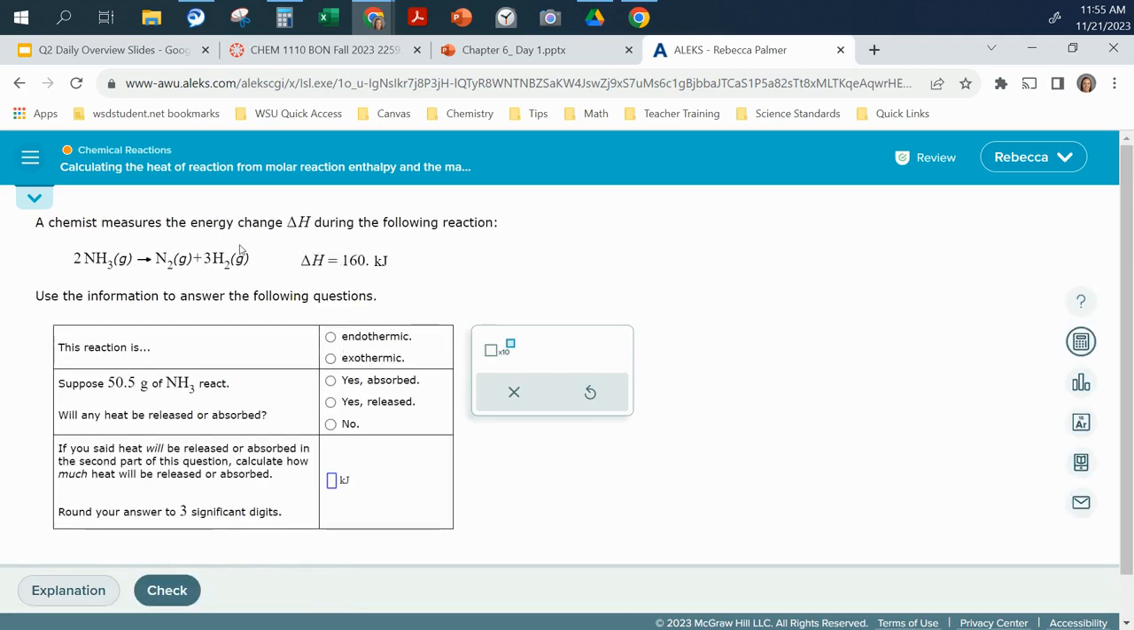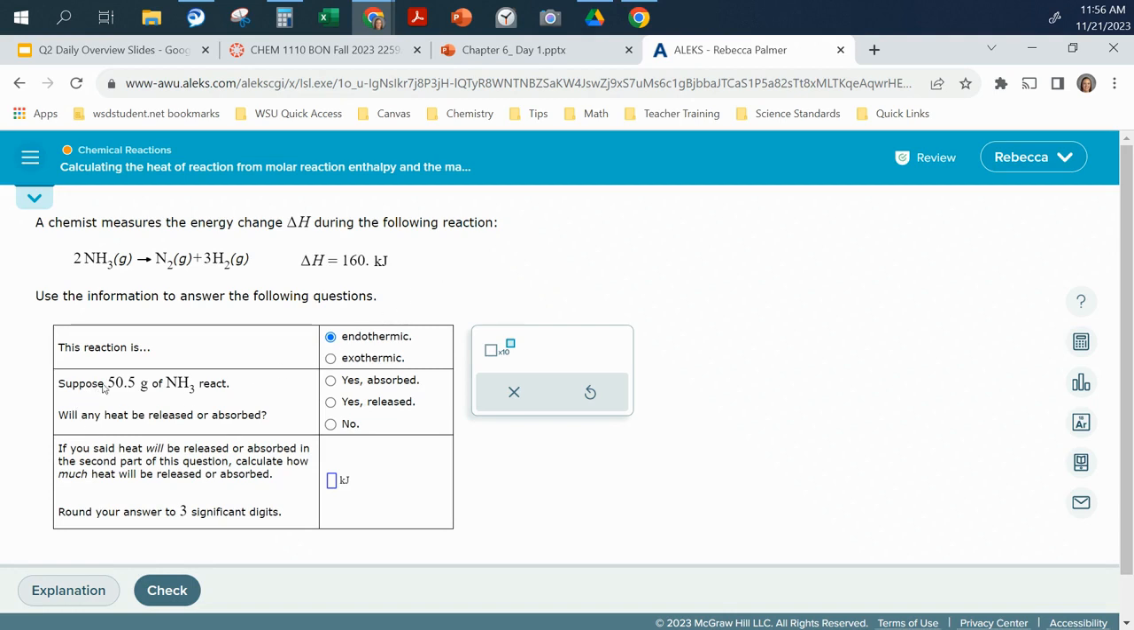Okay, so this one, the chemist measures the enthalpy change, delta H, during the following reaction. They took ammonia and split it into nitrogen and hydrogen, and it took 160 kilojoules. So is that endothermic or exothermic? That's just a definition. If it's positive, it's endothermic. You have to memorize that or write it down somewhere.